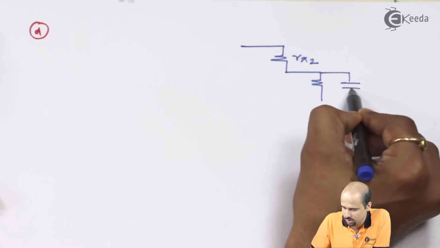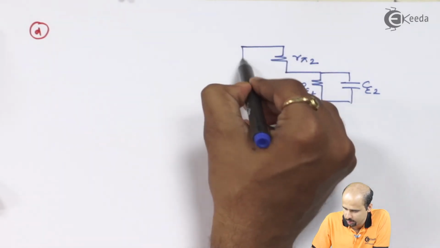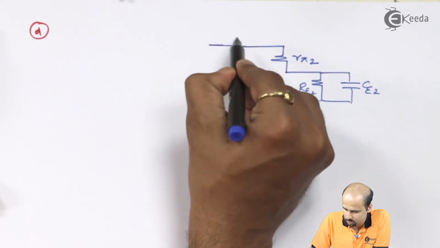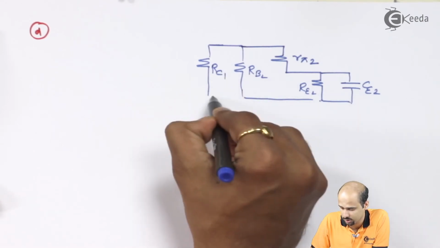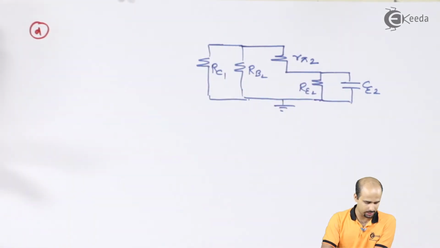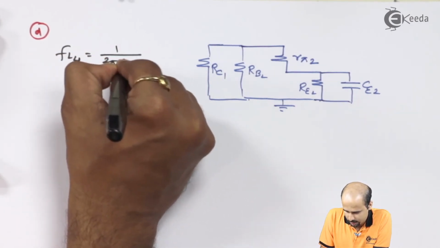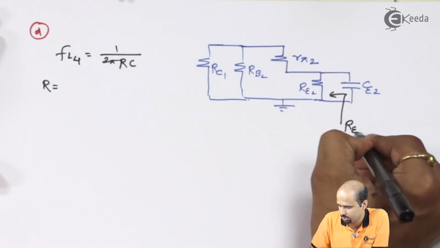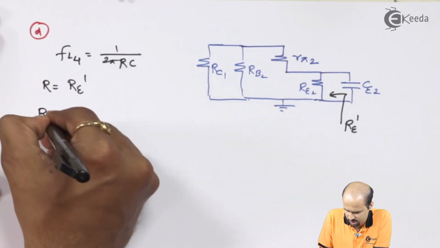So this is your CE2, this is your RE2, this is R pi 2, this is resistance RB2, and this is another resistance which is nothing but the load resistance for the second stage. First stage, I guess this is how we'll get the RC network. And FL4 is equal to 1 upon 2 pi RC. R is nothing but RE2 dash, RE dash I can say. Here, RE dash is equal to what?